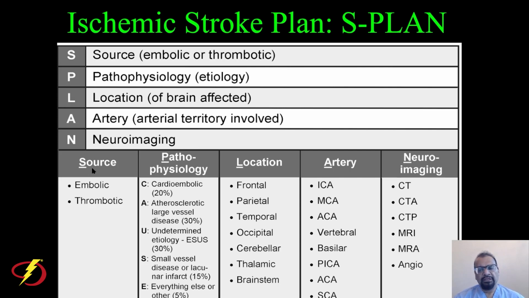So when we're looking at the different sources, again, it's embolic versus thrombotic. Pathophysiology, this is that CAUSE acronym again. Is it cardioembolic, atherosclerotic large vessel disease, undetermined etiology, ESUS, small vessel disease, or everything else? The location, what lobe or deep gray nuclear structure does this occur in? What arterial distribution is involved? And what does the neuroimaging show?